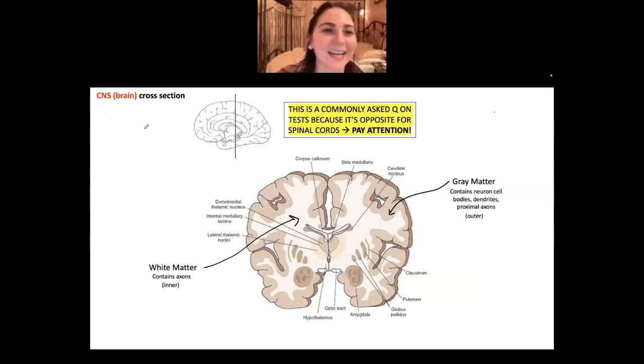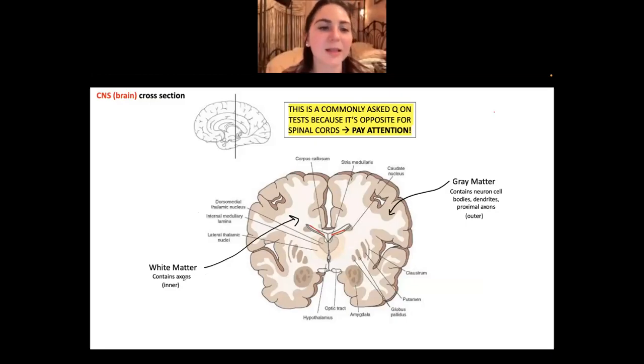So this is another CNS cross-section. We did this one already. This is a coronal section. Now you can see the two lateral ventricles here. The thing I wanted to point out, and I put it in caps, bolded and highlighted it, because you'll get this and I don't want you guys to get it wrong, is white matter and gray matter.